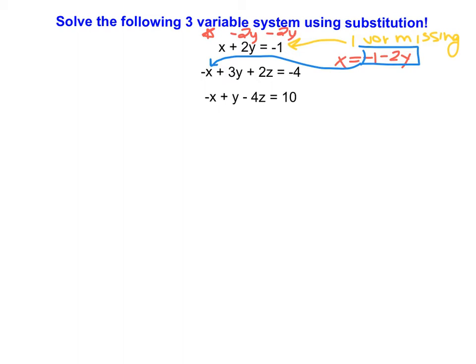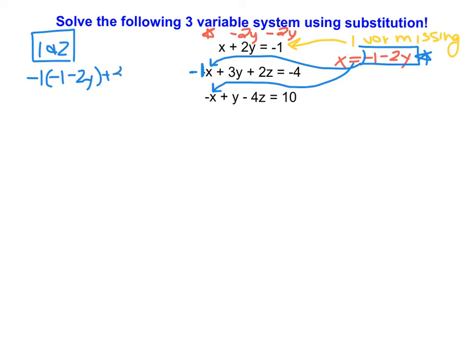I have negative x plus 3y plus 2z equals negative 4, and I have negative x plus y minus 4z equals 10. So I'm doing something very similar to when I did elimination. I'm basically mixing equations 1 and 2 together, and then equations 1 and 3 together, but I'm utilizing substitution instead. So we're going to substitute what our x value is equal to into the other two equations. So here, remember there's a negative 1 in front, negative 1 times what x is equal to, so negative 1 minus 2y plus 3y plus 2z is equal to negative 4.